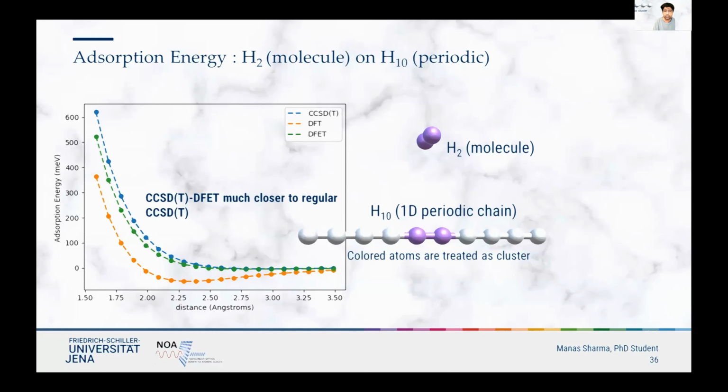Now, if I consider the purple atoms that I have marked as the cluster or the active subsystem of my entire system and perform DFET using method 2 for the embedding potential, then if you look at the green curve, it is much closer to CCSDT results. So this gives a very nice benchmark or demonstration of the importance of this method in periodic embedding.